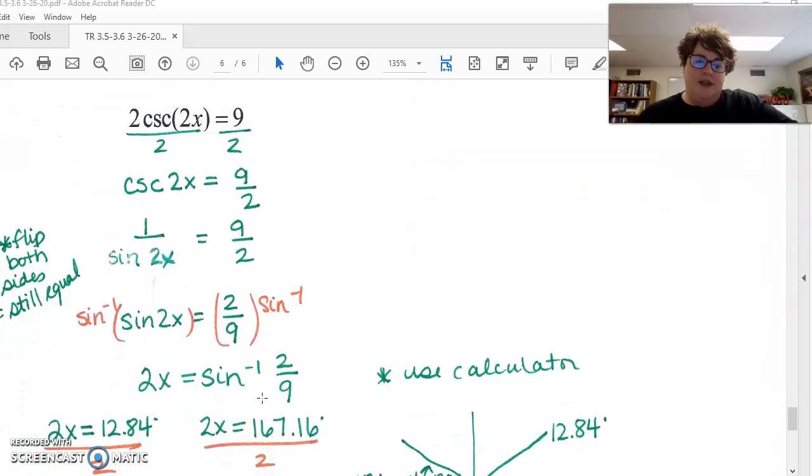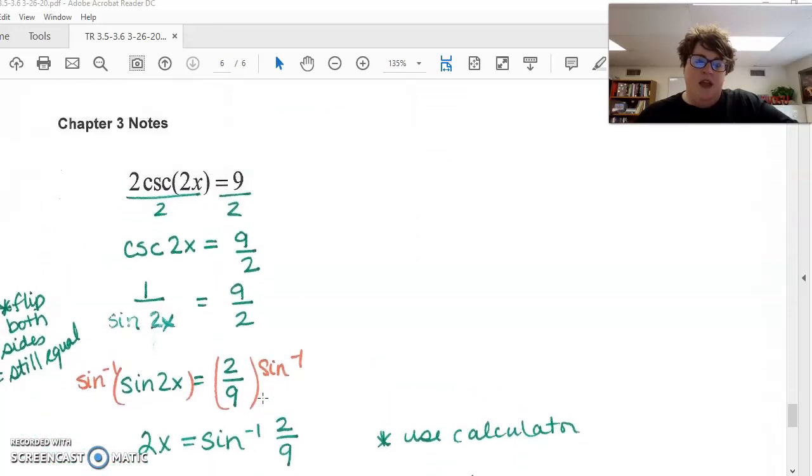Okay, the last one, and again, this one's a little bit different. If you'll notice, inside of the trig function, instead of just an x or a theta, it actually has 2x. So you don't want to evaluate that 2x inside until the end. Just hold on to it. It just acts like a theta. So first of all, divide by 2 on the outside. So you get cosecant 2x is equal to 9/2.